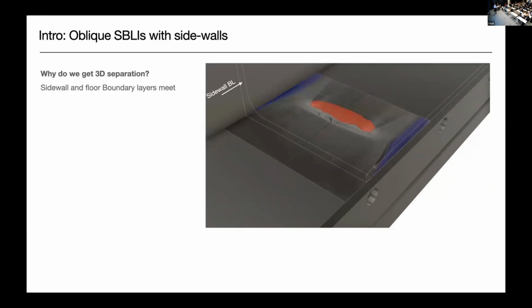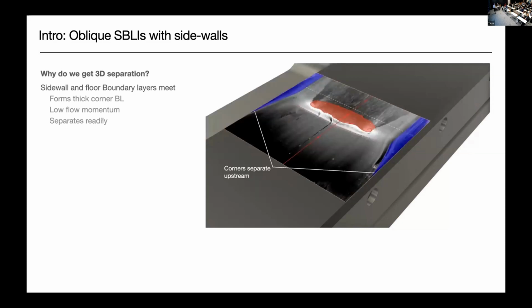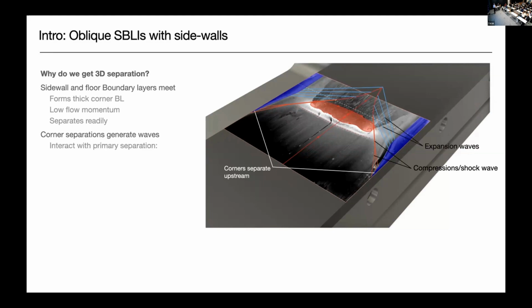So we get a sidewall boundary layer that's meeting a boundary layer on the floor, and this results in a thick corner boundary layer. This has a lot of low flow momentum and therefore separates readily. In fact, it tends to separate upstream of the primary interaction, the primary separation. And these corner separations generate waves, so compression waves, which may form a shock wave, and expansion waves. These waves interact with the primary separation, and this results in this three-dimensionality. We also get attached flow channels on the sides of the separation.